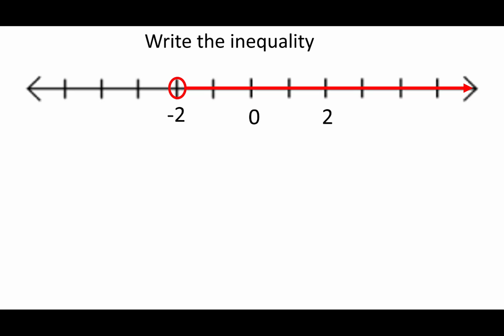All right, looking at this next one. So again, we're at negative 2. Again, I'm going to use x as my variable. Any variable works. So am I shading to the left or the right? It's to the right. And do I have an open or a closed circle? It's open, so I don't need the equal to part. So x in this one is greater than, because we shaded to the right, negative 2.